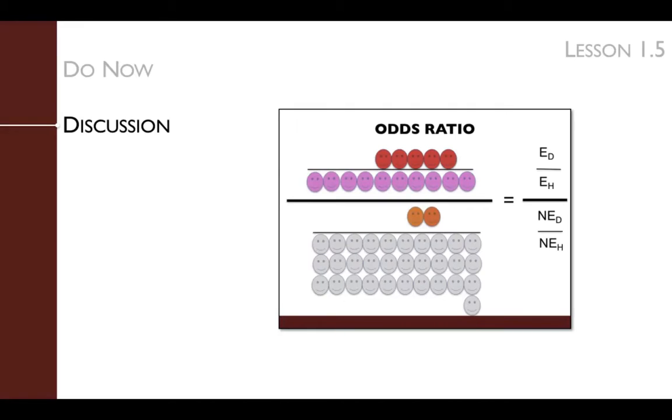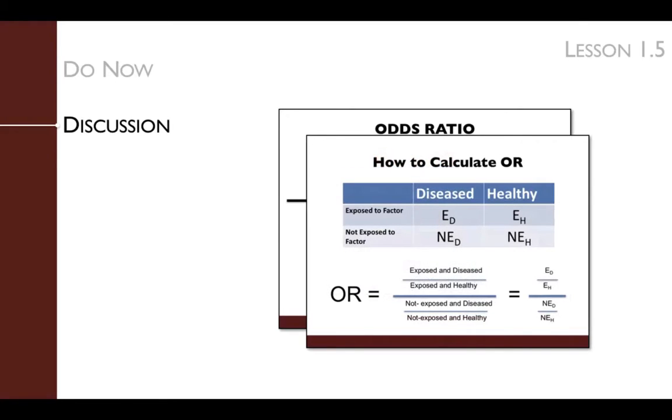Now that we've identified our subpopulations, we can calculate the odds ratio. Essentially, the odds ratio is a ratio of ratios. In the numerator, we have a ratio of the group that was exposed and got the disease to the group that was exposed and is healthy. In the denominator, we have a ratio of the group that was not exposed and got the disease to the group that was not exposed and is healthy. Most people use a 2x2 table to calculate the odds ratio.